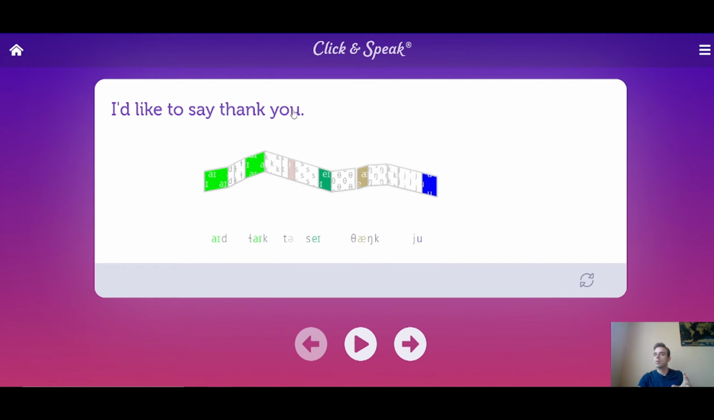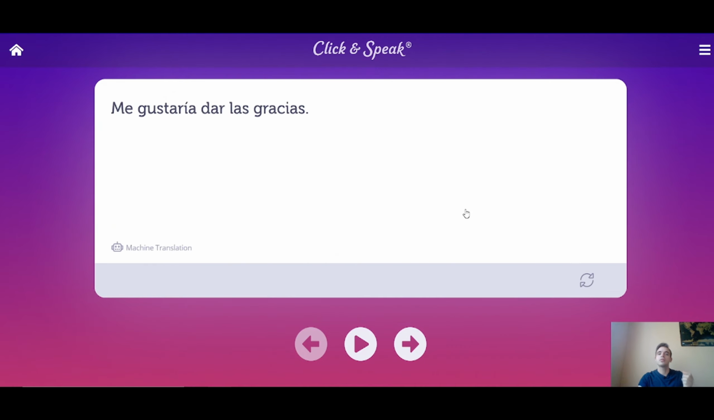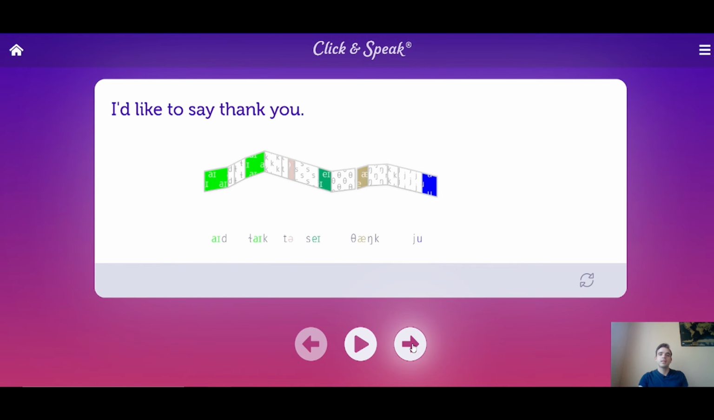If you're having trouble understanding the sentence, you can flip the card and you'll get a translation in your native language. Now here we have a translation in Spanish, but Click and Speak is currently available in a bunch of other languages. So you can choose your native language in order to be able to understand each sentence in the course. Moving on with the next sentence.